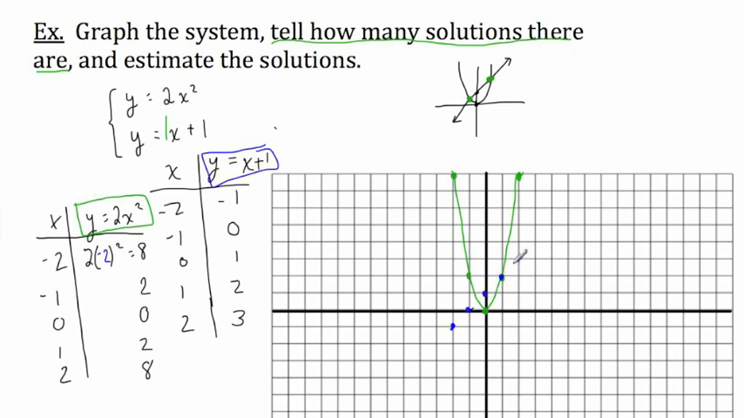Now another way we could look at this is the slope is 1 over 1, so I know my line's going to look like this. And since this is a line, I'm going to go ahead and use a straight edge to connect these points so that this is as accurate as possible.